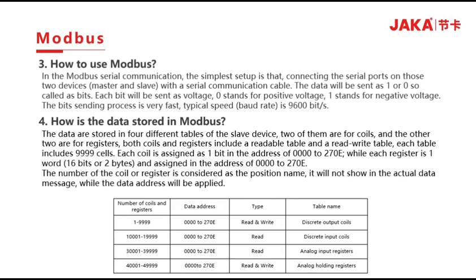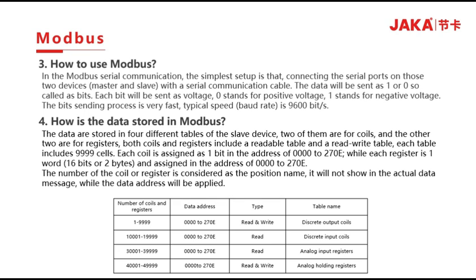How to use Modbus? In Modbus serial communication, the simplest setup is connecting the serial ports on those two devices, master and slave, with a serial communication cable. The data will be sent as 1 or 0, so called bits. Each bit will send a volt as voltage. 0 stands for the positive voltage, 1 stands for negative voltage. The bit sending process is very fast. Typical speed baud rate is 9600 bits per second.